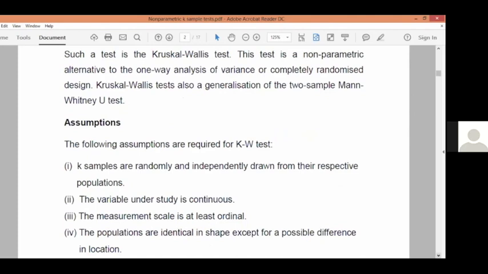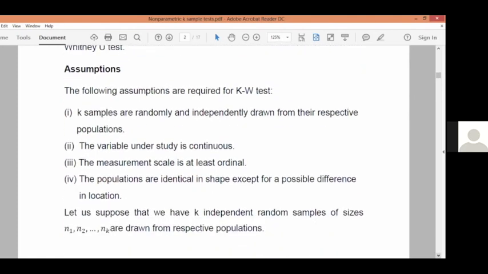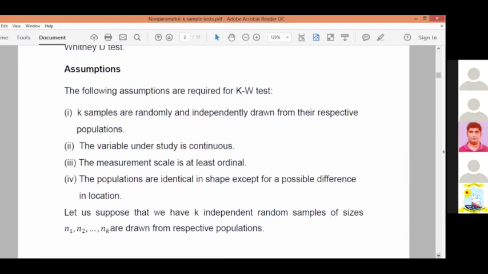What is the Kruskal-Wallis test? These are the assumptions. The k samples are randomly and independently drawn from their respective populations. The variable under study is continuous. The measurement scale is at least ordinal. The populations are identical in shape except for possible differences in location.